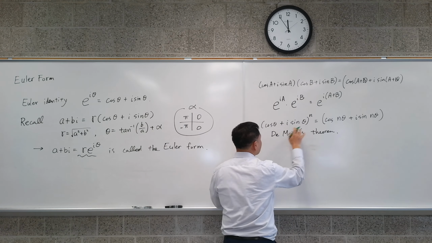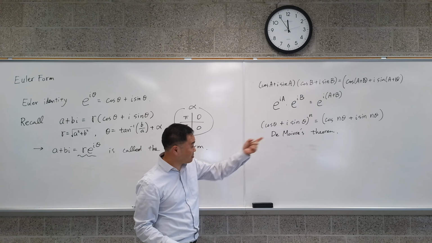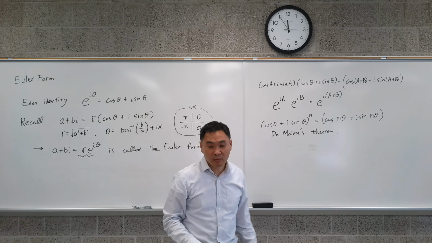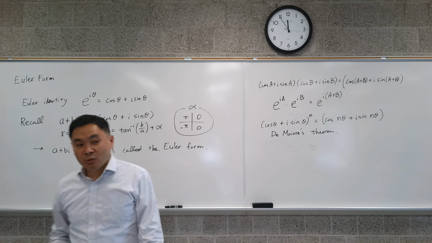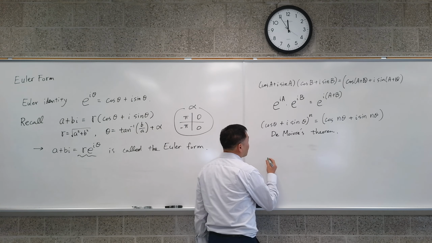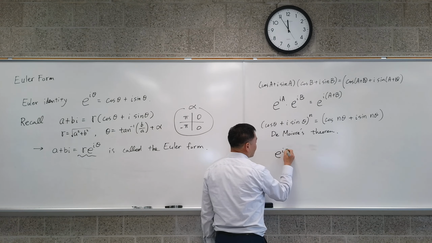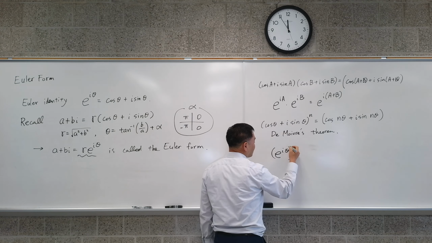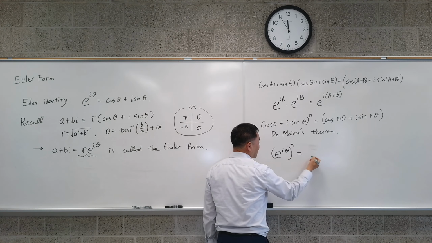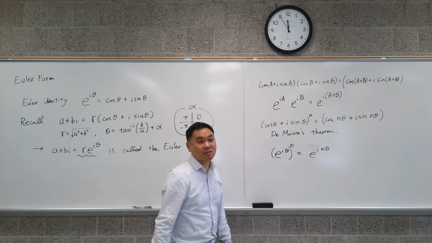If you take (cos θ + i sin θ) to the nth power, that's what you get. That's called de Moivre's theorem, which looks very fancy, but if you know the Euler identity, this is obvious. What is this saying if you write it in terms of the Euler identity?